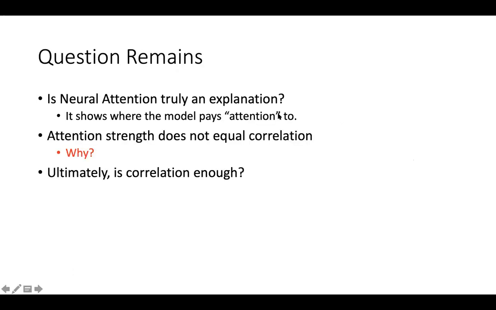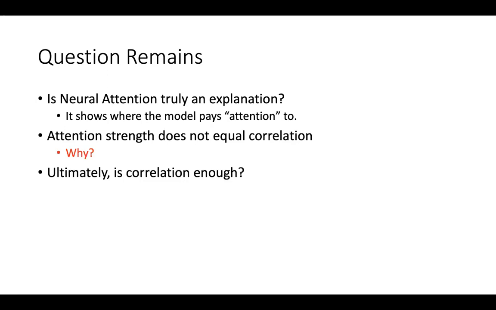All right, so the question still remains. Is neural attention truly an explanation? So if you use an attention mechanism somewhere in your model, can you truly say that it's an explanation? People would claim that it's an interpretable model, the attention model, because it shows where the model pays attention to, where the model is attending to when creating an output, or when deriving a representation vector, whatever. If you use attention for something in your model, then you know which part or which input the model is attending to.